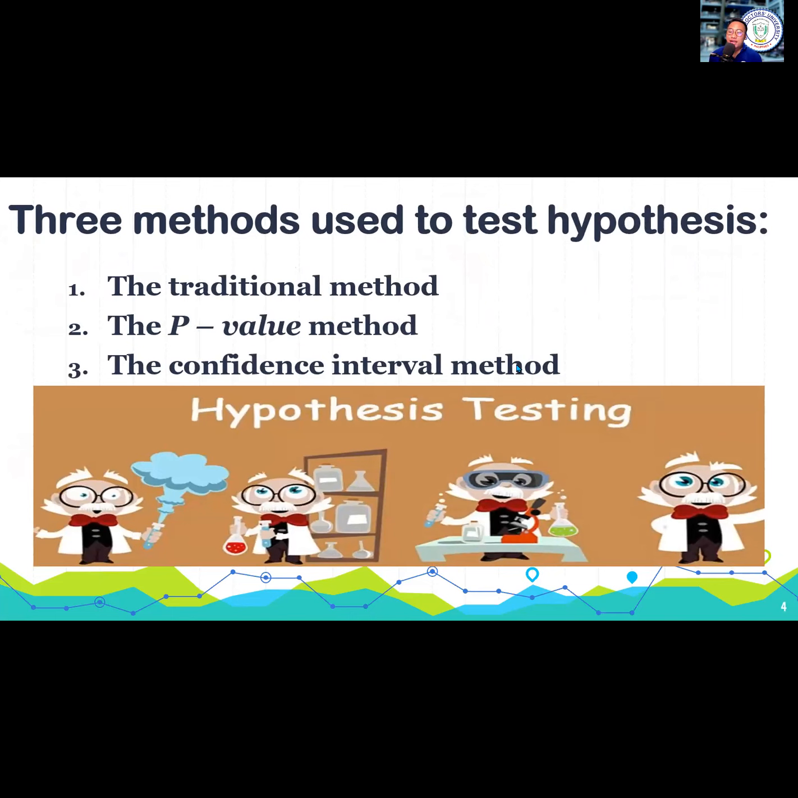Okay, so these are the three methods of testing hypothesis. We have the first one, the traditional method, the p-value method, and the confidence interval method. I am going to focus on the first two methods and discuss them to you. However, the third method is on a higher level, so it's going to be discussed in college. But these three methods would give us the same answer. So if you're the researcher, it's up to you to use either of the three.